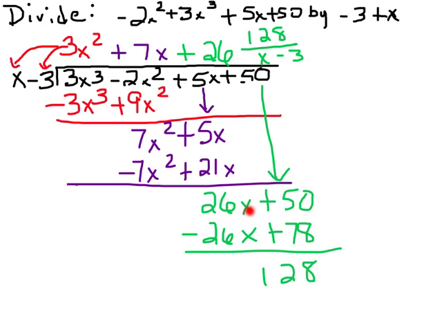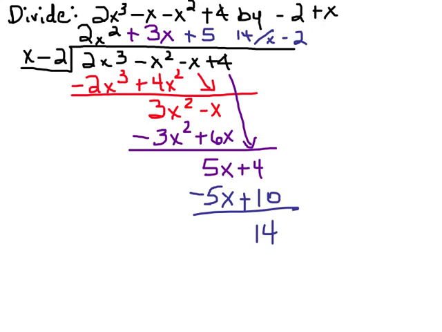Then you start your process all over again. X times what is 26x? 26. Now you multiply. You get 26x. 26 times negative 3 is negative 78. We change the sign of both. We add. We've brought down this 50. We add 128 as our remainder, so we write it as a fraction, 128 over x minus 3. That's really all there is to this.